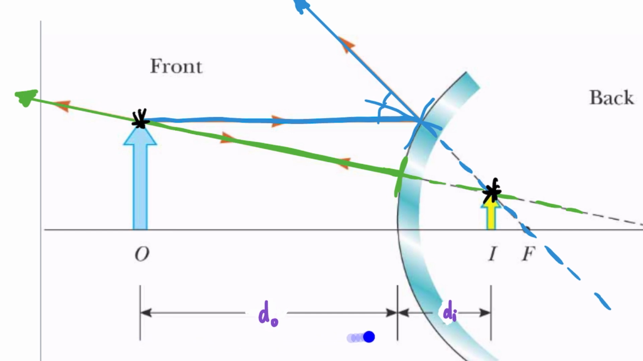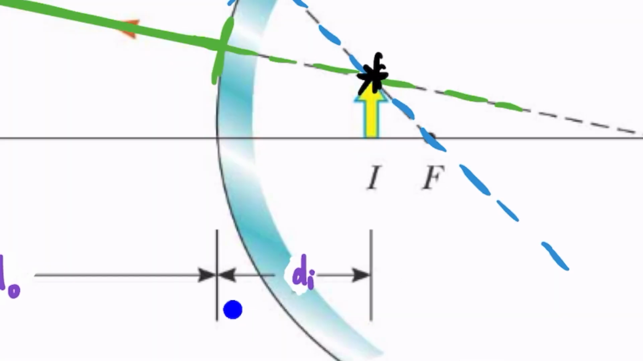DO is the distance from the object to the mirror, and it is positive because it is in front of the mirror. DI is the distance from the image to the mirror, and because it is in back of the mirror, it is negative.